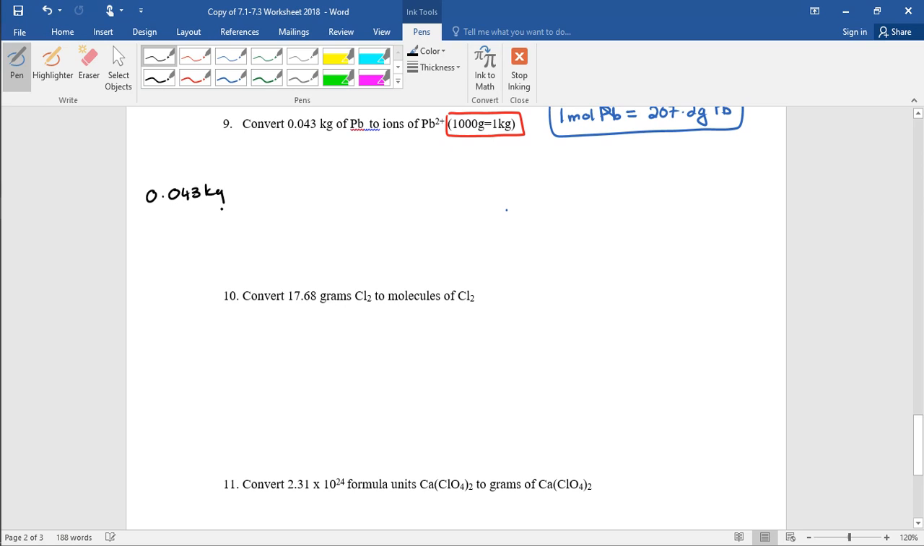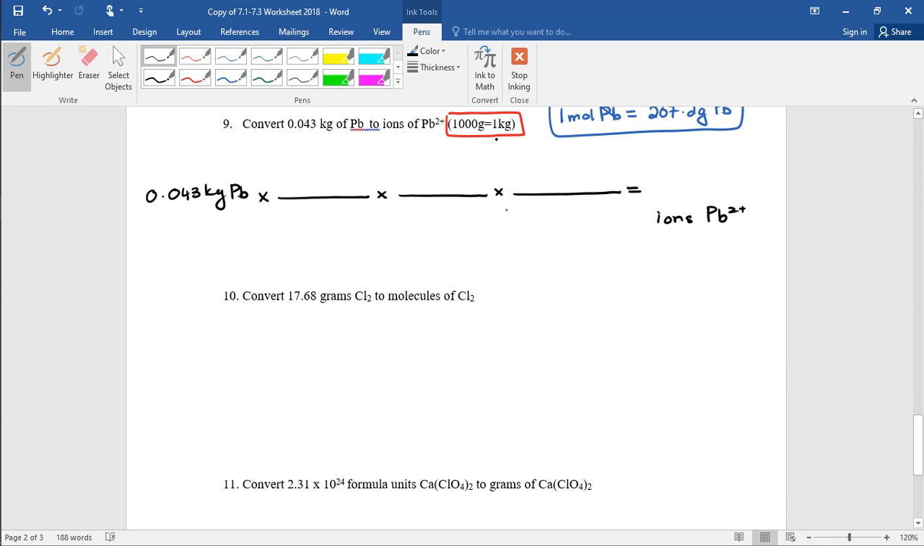0.043 kilograms of lead into ions. Ions are a type of particle. So we are going from mass here, which has been given, to ions. Okay, so the answer will be ions of lead. So right now we have mass in kilograms. So the first thing we have to do is convert it into grams.